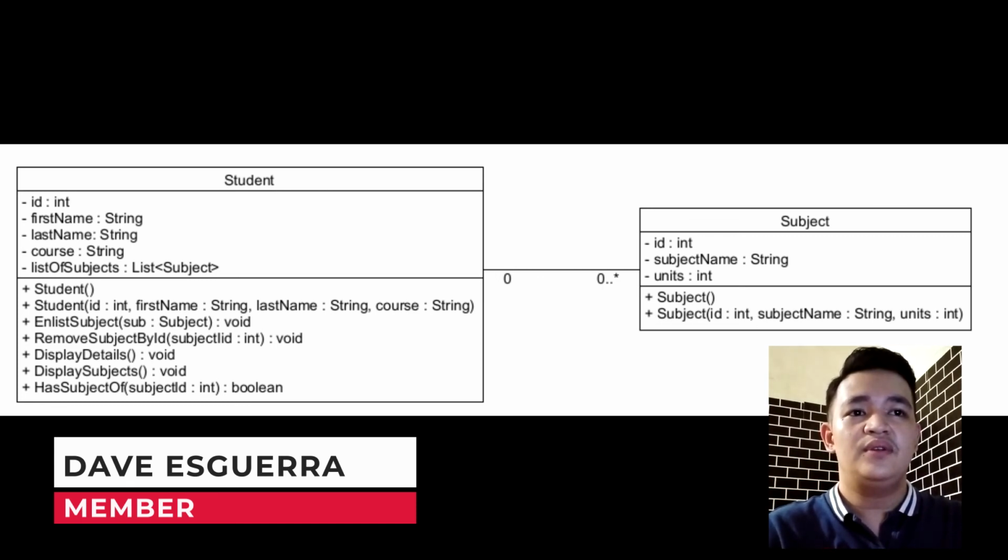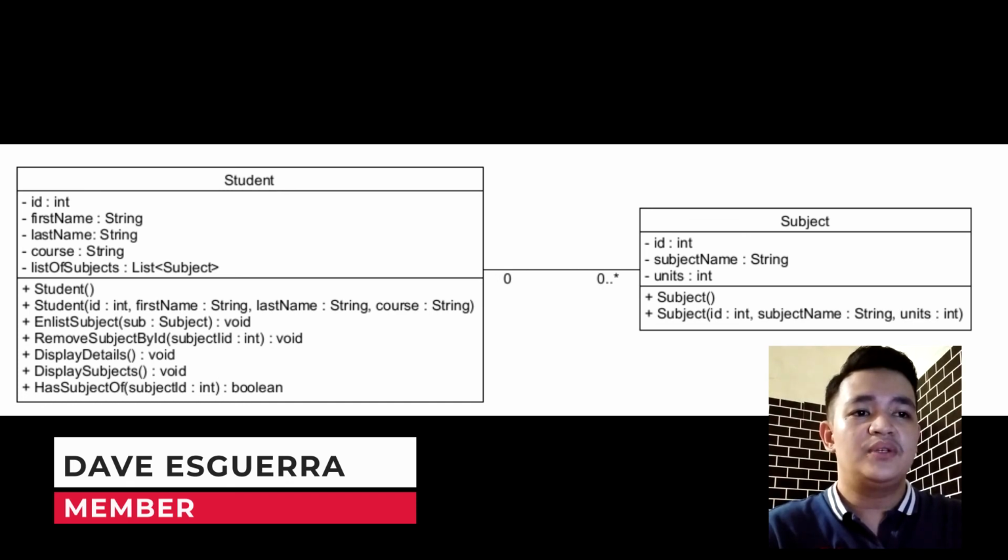This class has a student default constructor and a student parameterized constructor which accept values for ID, first name, last name, and course. This class has 5 methods: the public enlist subject, the public remove subject by ID, the public display details, the public display subjects, and the public display subject of. And for all of these methods, the return type is void.